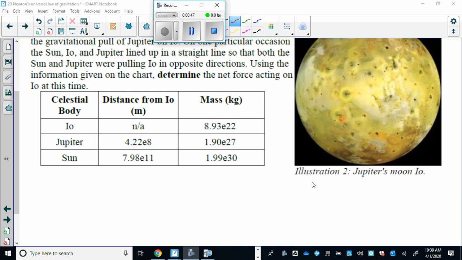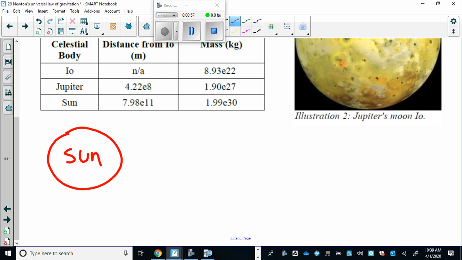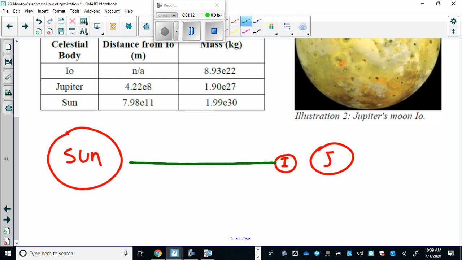So they're pulling in opposite directions, so the configuration must have been like this. Sun must be here. Jupiter must be here, and Io must be there, because it says they're pulling Io in opposite directions. So the Sun is pulling Io in this direction, and Jupiter is pulling Io in this direction. So once you've got a diagram like that, it's actually pretty straightforward.